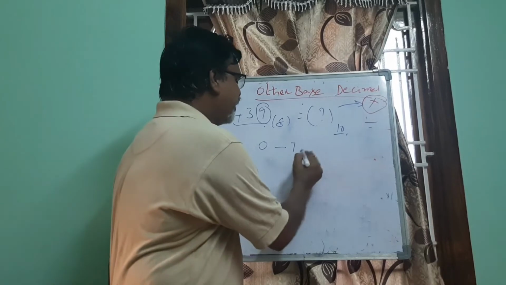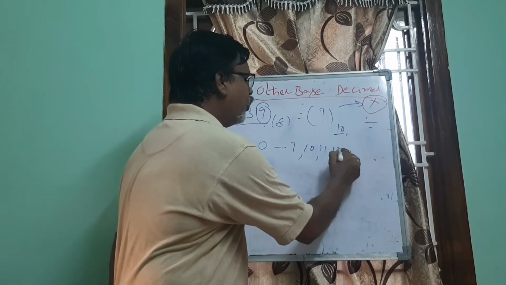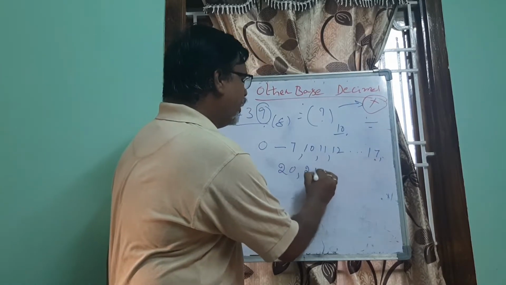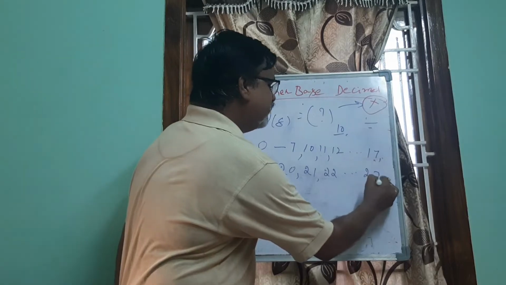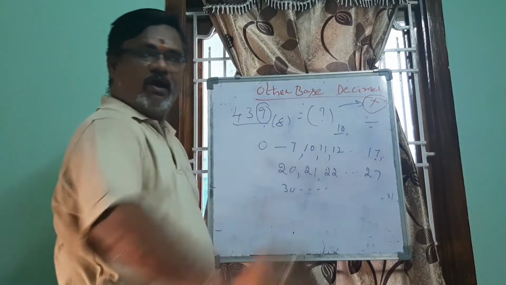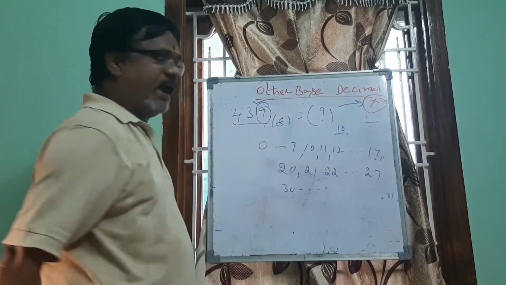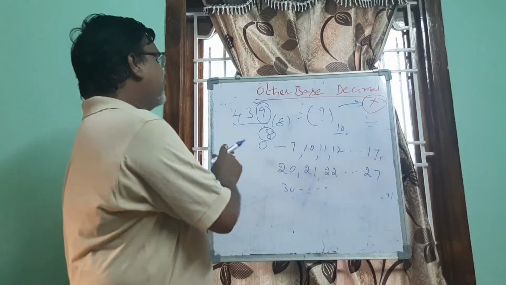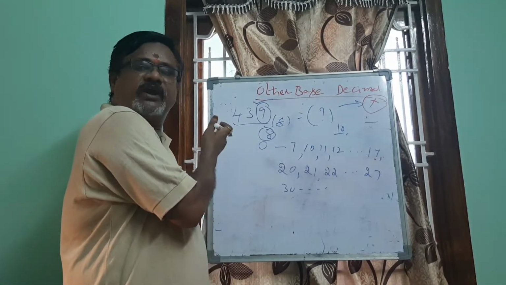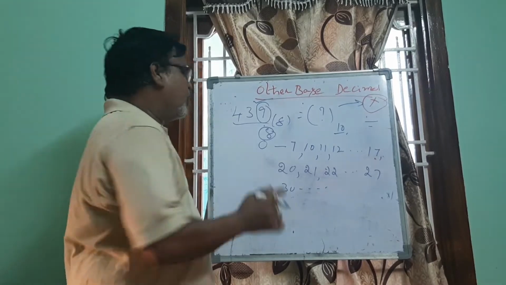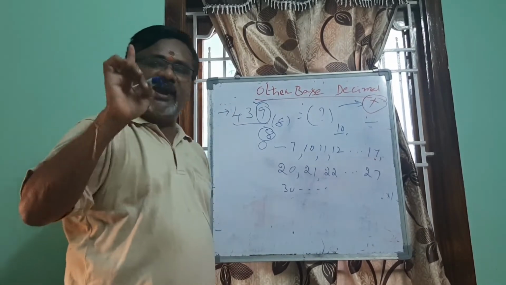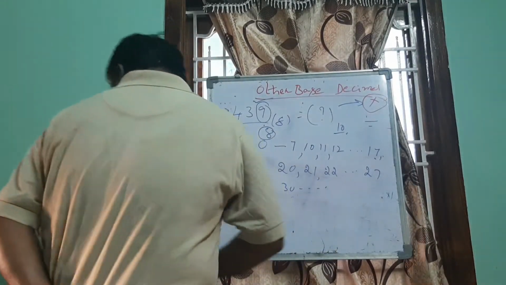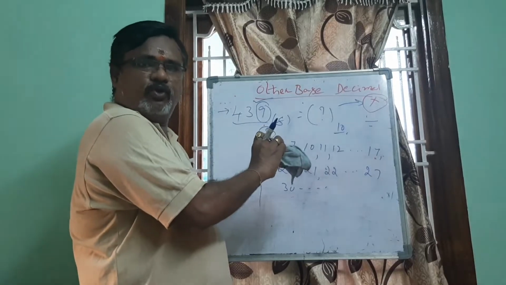After 7, 10, 11, 12 up to 17. Then 20, 21, 22 up to 27. Then 30. Like this only we have. So there is no number with 9 or with 8 in octal. So if anybody gives you a 439 octal number to convert, don't blindly do the process. You can simply write that 439 is not an octal number. Remember that. So this confusion I have also cleared for you.